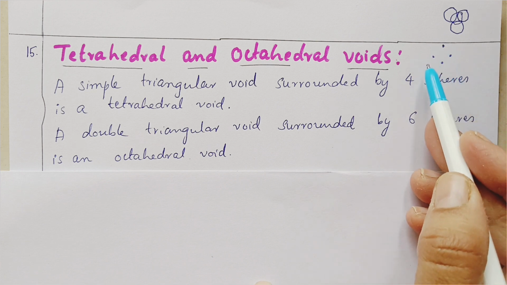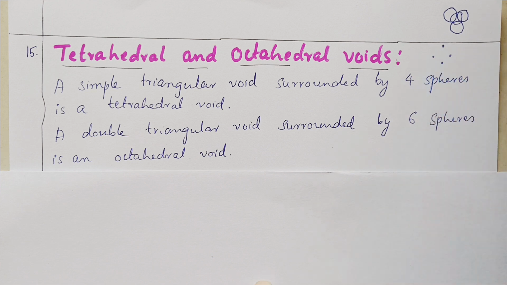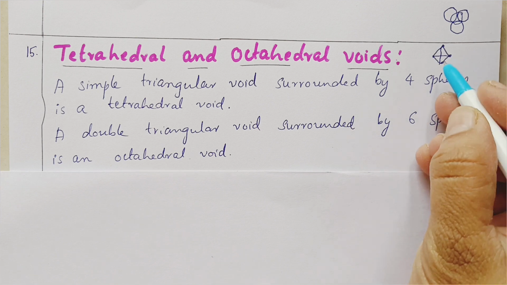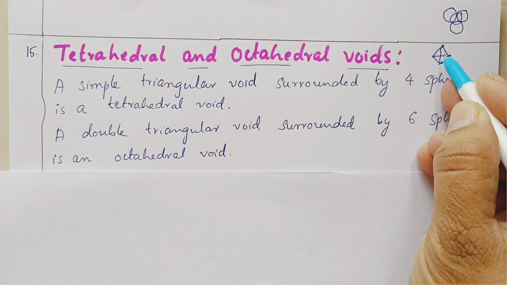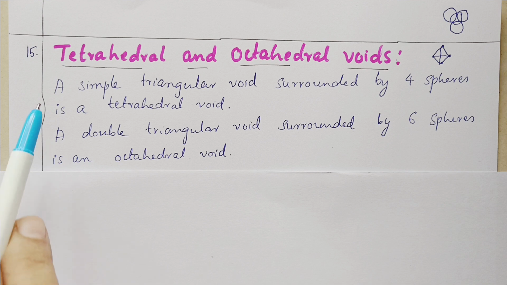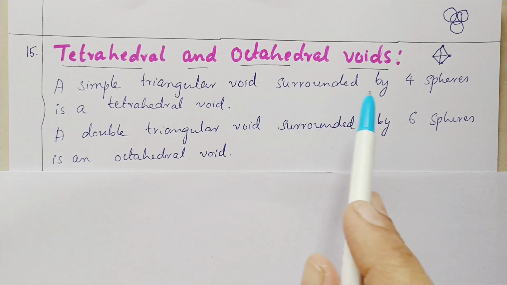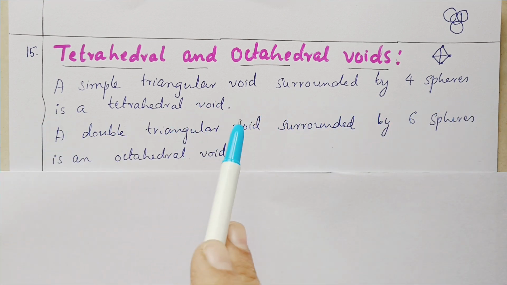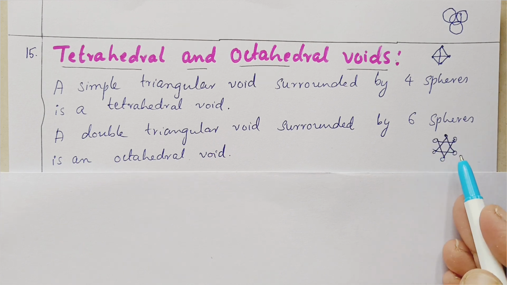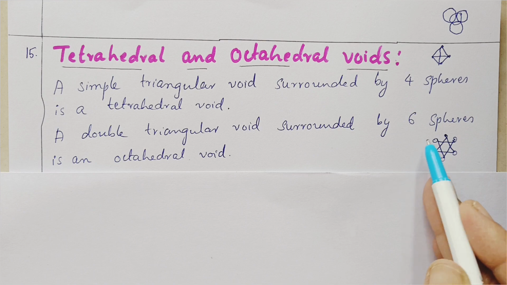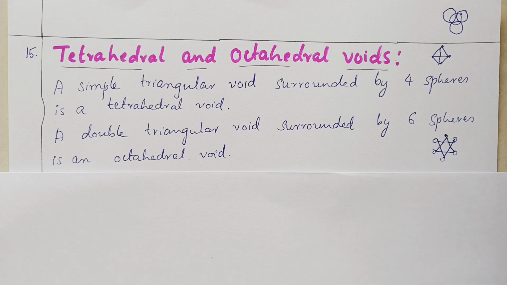See students, tetrahedrally the particles are arranged like this. That will create a tetrahedral void, something like this. A simple triangular void surrounded by 4 spheres is a tetrahedral void. Now, a double triangular void surrounded by 6 spheres is an octahedral void.